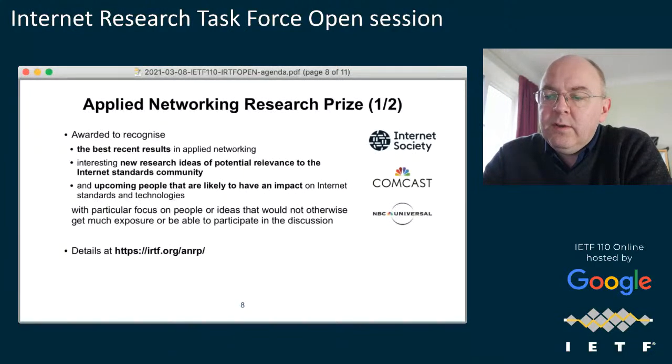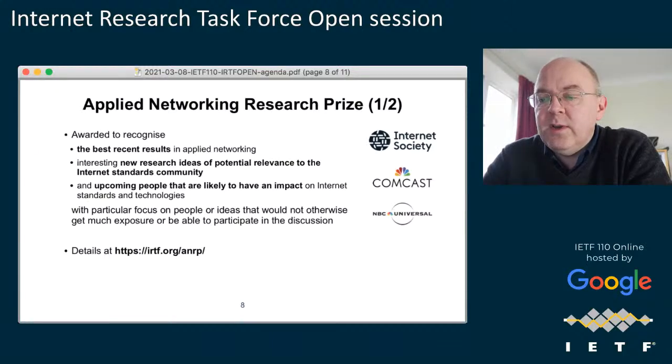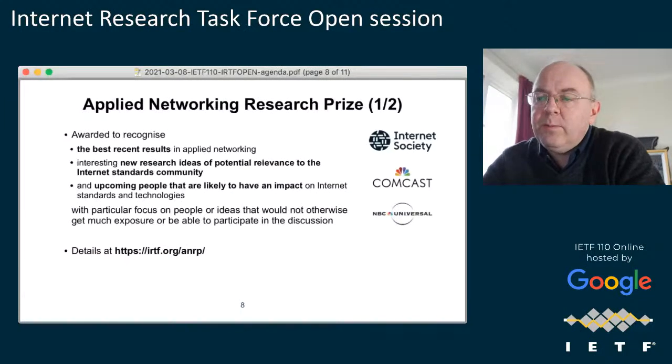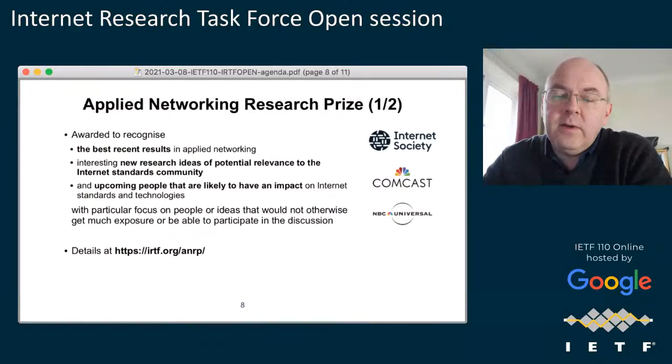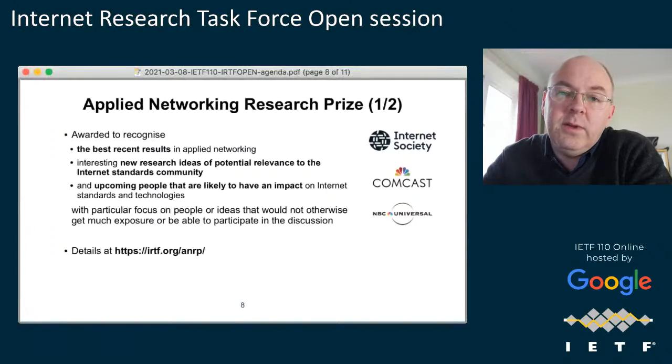The Applied Networking Research Prize is awarded to recognize the best recent results in applied networking research, to recognize interesting new research ideas that are potentially of relevance to the internet standards community, and to recognize upcoming people that are likely to have an impact on internet standards and technologies. In particular, we're trying to bring in people who would not otherwise engage with the IETF community, and give exposure to ideas or people that would not otherwise get exposure or be able to participate in the discussion.